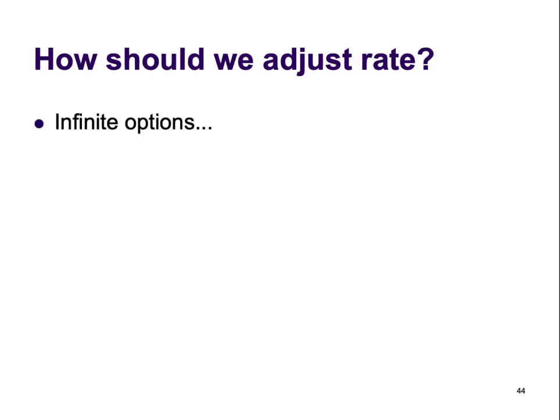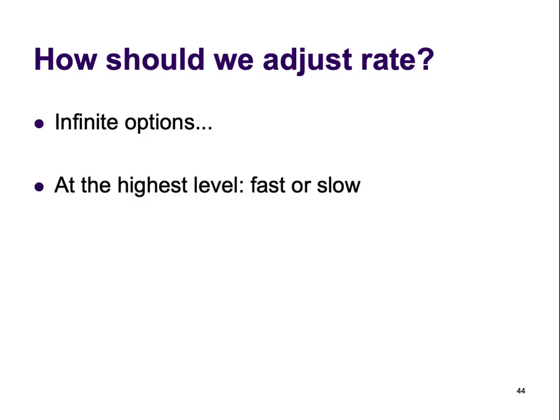So how should we adjust the rate? You could imagine any options. Something is quadratic or the cube root of some loss, whatever we wanted to come up with. At a high level, there's really, do you increase fast or do you increase slow?